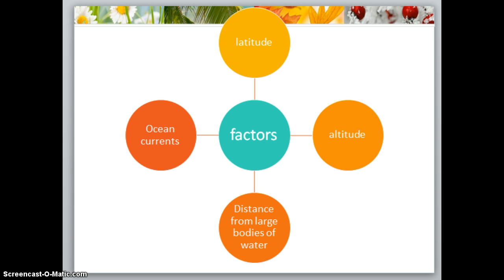So when we look at climate regions, we need to take into consideration several factors. One is the latitude at which they are located. Are they close to the equator? Are they far away from the equator? Altitude, are they at sea level or are they above sea level? How close are they to a body of water, whether it's a large lake, a large ocean, a bay? All of those things come into consideration. And also another factor in determining climatic regions would be ocean currents.